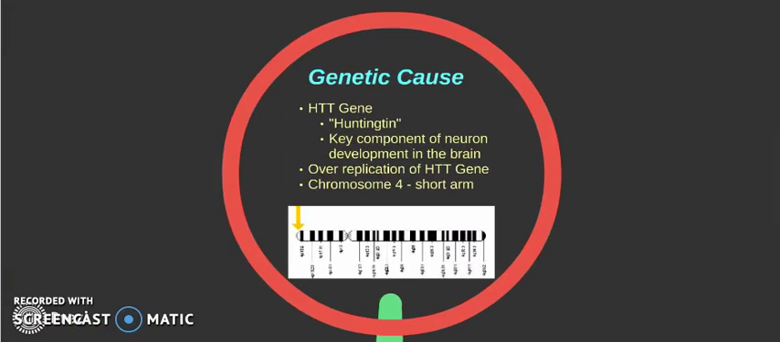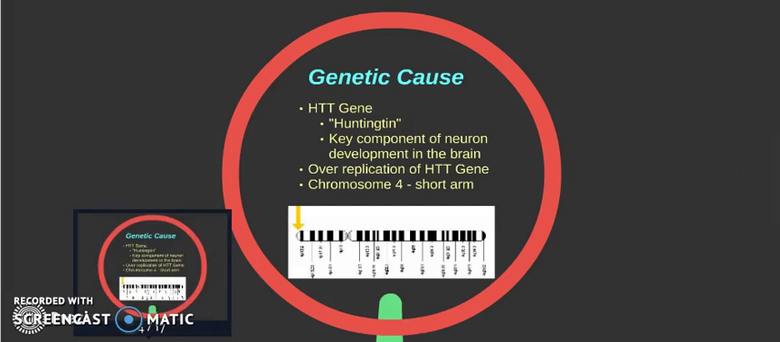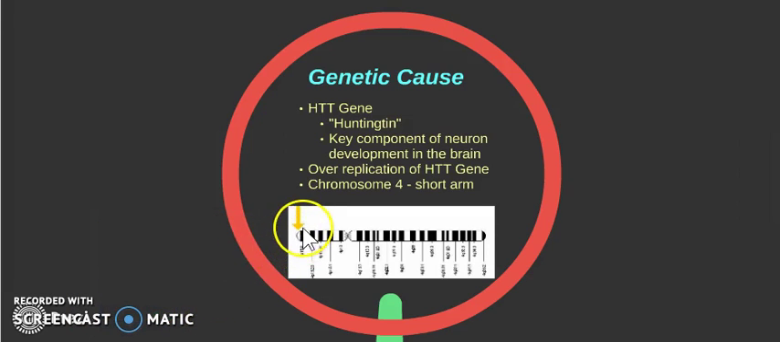The disease is caused by an overreplication of the HTT gene. HTT, short for Huntingtin, is responsible for many things, but particularly the development of neurons in the brain. The mutation of the gene of the disease occurs when the HTT gene overreplicates. It is found on the top tip of the short side of the fourth chromosome. It is highlighted in the picture with the yellow arrow in the top left.